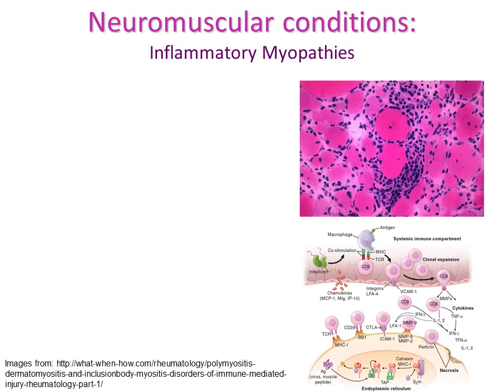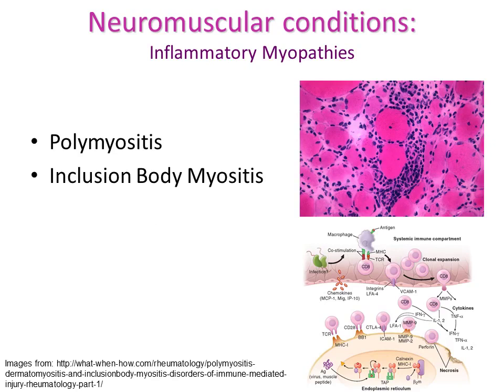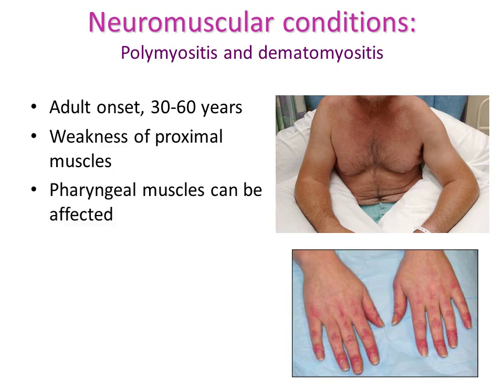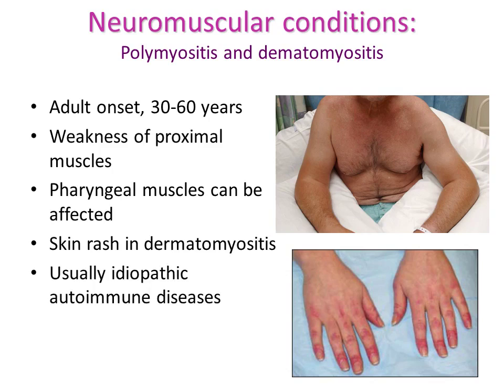Now moving on to inflammatory myopathies. An example is polymyositis, inclusion body myositis, or dermatomyositis. And these are idiopathic inflammatory conditions. So starting off with polymyositis and dermatomyositis, these often start in adulthood, and you get weakness of the proximal muscles, and the pharyngeal muscles can also be affected. And dermatomyositis has the classic skin rash that you can see in that bottom photograph. And they're normally autoimmune diseases, and they're not sure why they happen. And again, a little bit like with the dystrophies, you get raised creatine kinase levels, indicating muscle damage.